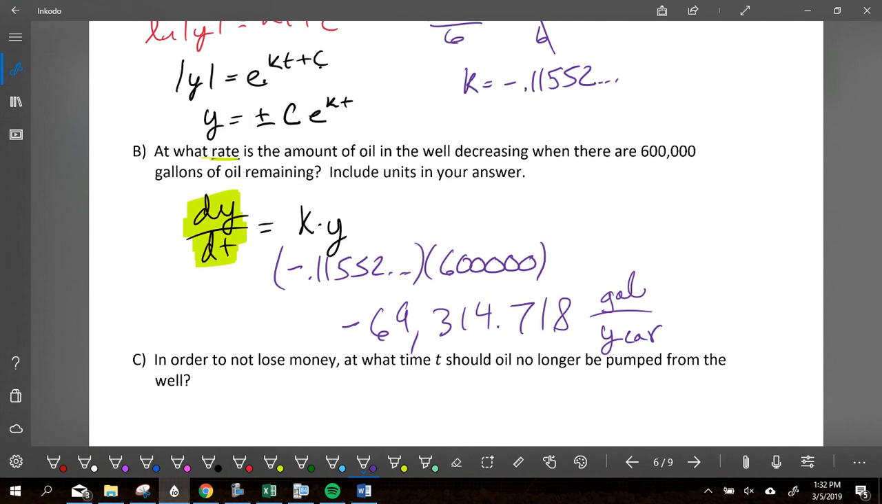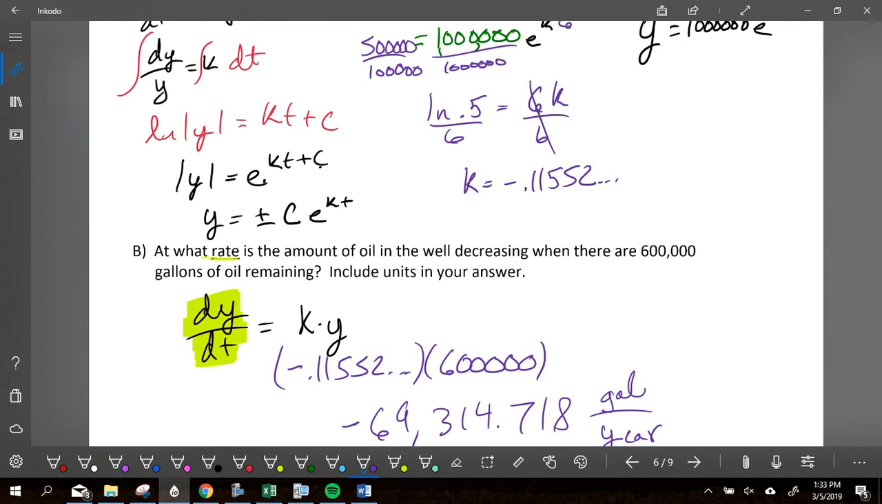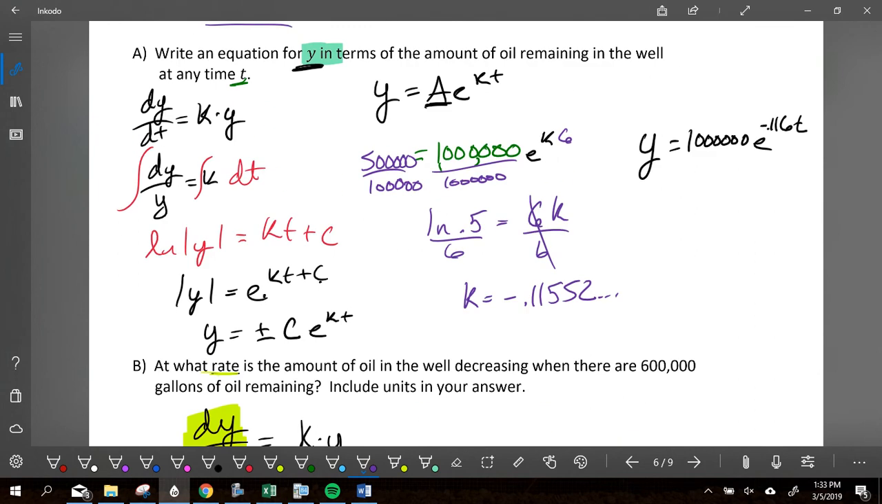barrels. In order to not lose money, at what time T should no oil be pumped from the well? I want to talk about time. Which one of these equations is going to help me with time? The first one, that Y equals equation, allows me to plug in any time that I want. And so I'm going to use that equation. I want to know when it's no longer profitable to pump gallons. I want to figure out the T. So I'm going to use that equation. I'm going to find out the T.